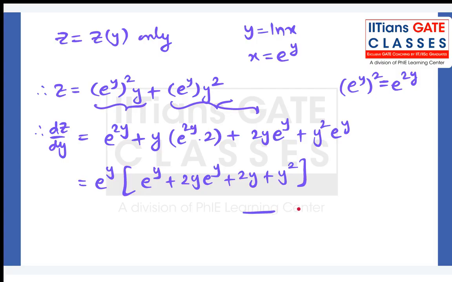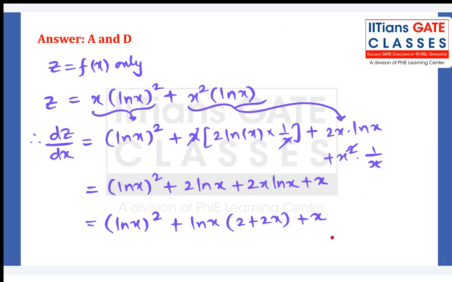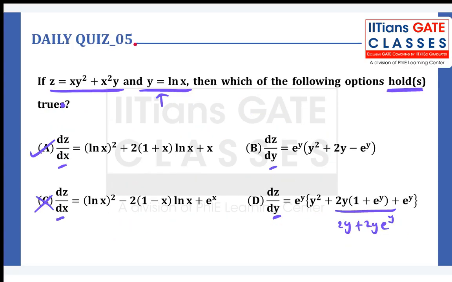Okay, so if you look at this, option D and option A are correct answers. That is also correct as per your answer key. So this is correct, this is not correct because one term is missing here.